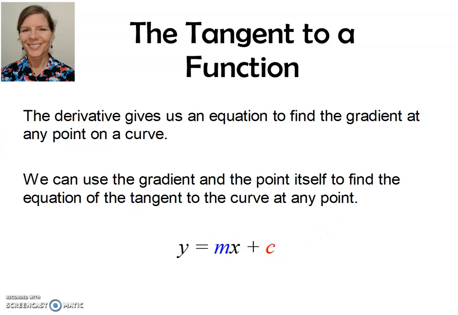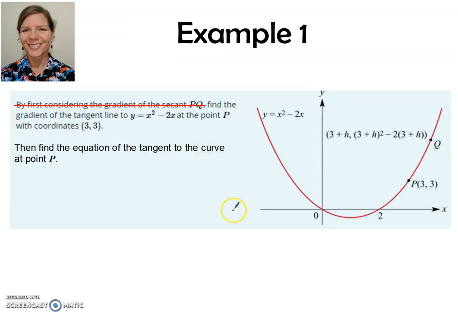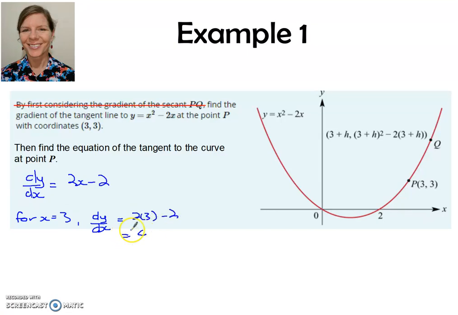Okay, so how do we do that? We have a look at this example. So don't worry about first considering the gradient. Okay, we know we can do the shortcut version now. So what we're going to do is say, well, let's find dy dx, okay, is 2x minus 2. Alright, so when x equals 3, then the gradient, or dy dx, is going to be 2 times 3 minus 2, or 4. Alright, so what it means is at this point, the gradient there is 4.